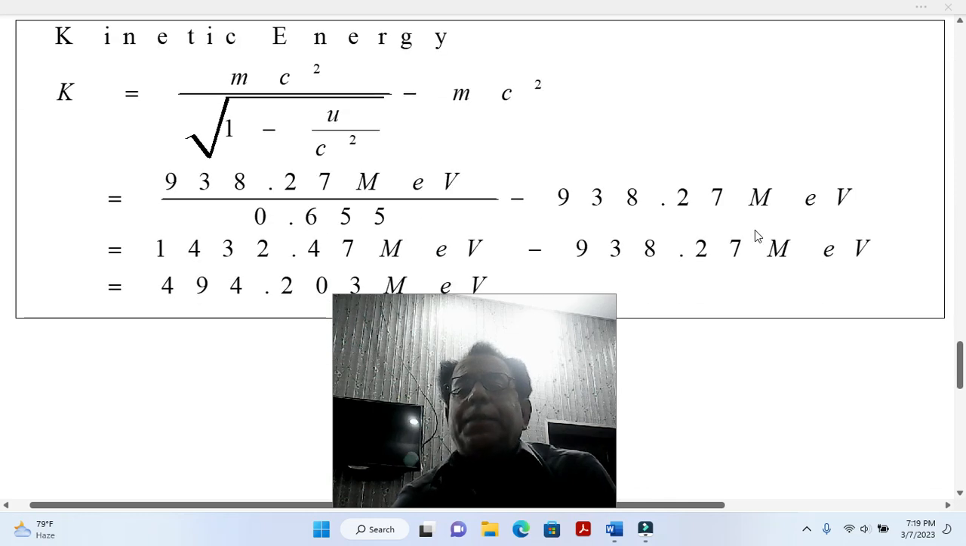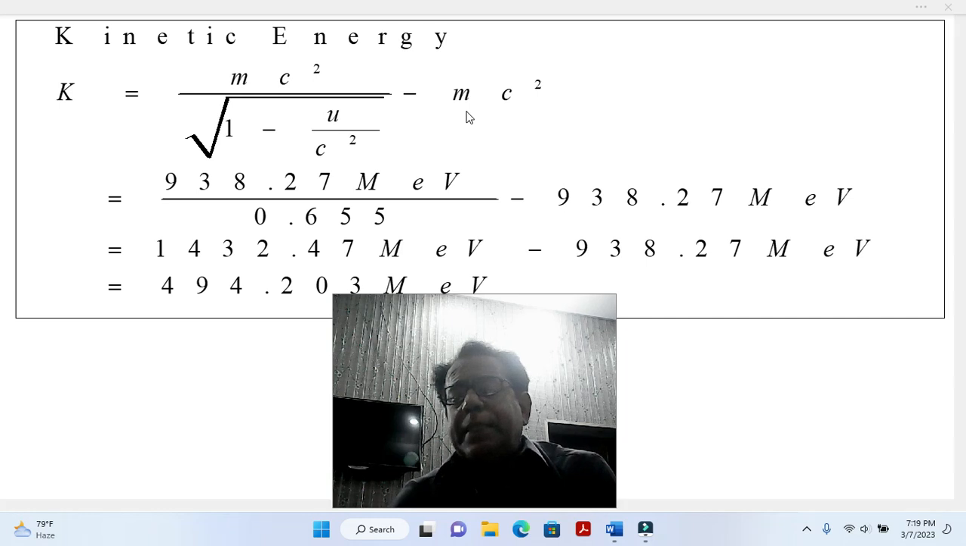Now kinetic energy. This expression is also given in the toolkit. K is equal to mc square into gamma. Gamma is equal to 1 over under root 1 minus u. Dear students, here is a minor mistake, minor, not major. In 1 minus u square, here it should be u square, but by mistake the square has been omitted.